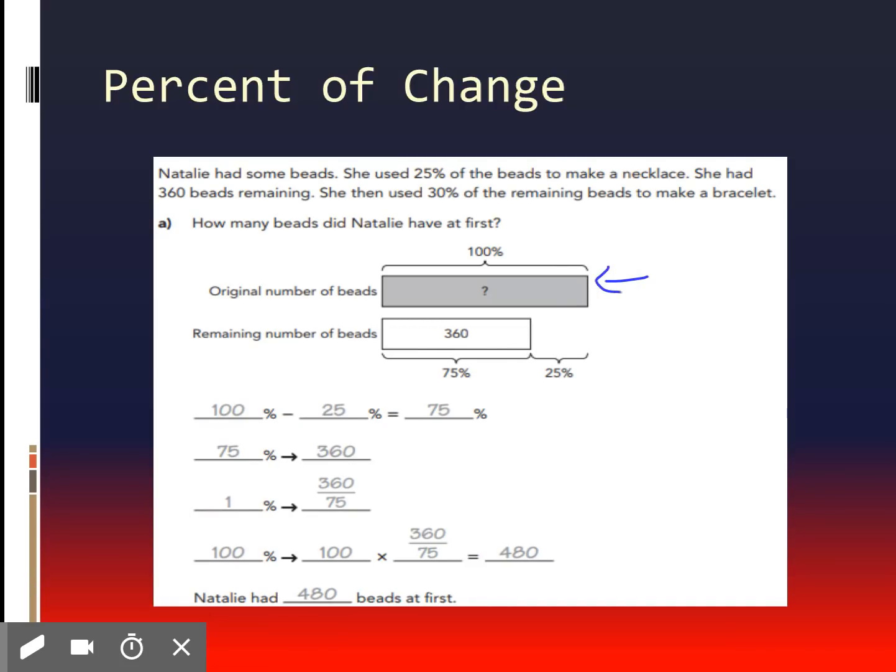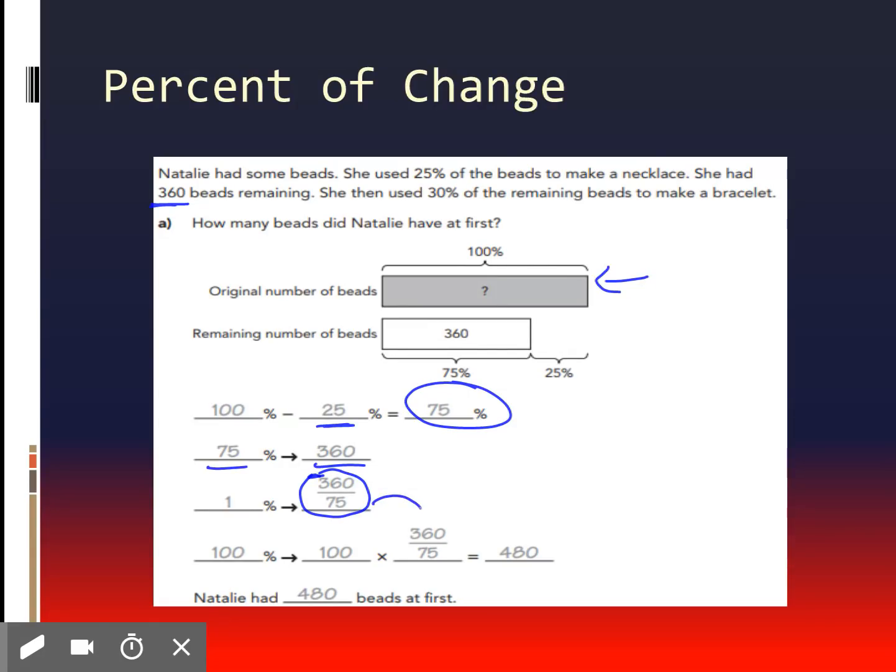Well, first we need to figure out what percent we have left. So they said she used 25%. So they performed 100 minus 25% and got 75% left. And then they told us in the question that she had 360 beads left. So we know that 75% equals 360. So now this is where you're going to want to find what 1% is. And in order to do that, you turn this into the fraction of 360 divided by 75. And you can just leave it as the fraction. So now we know what 1% is as a fraction.